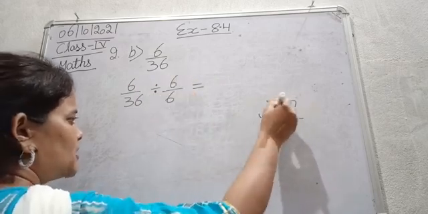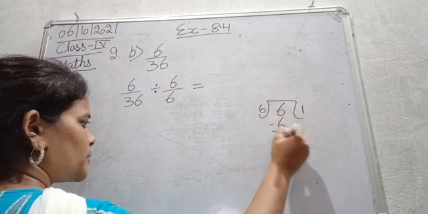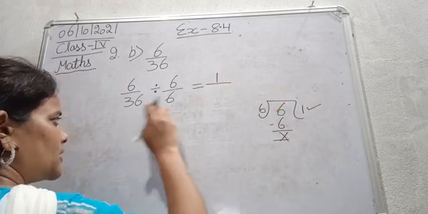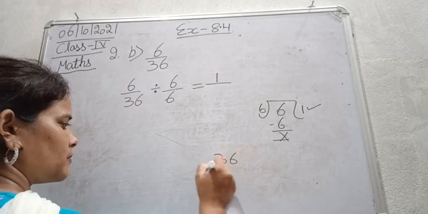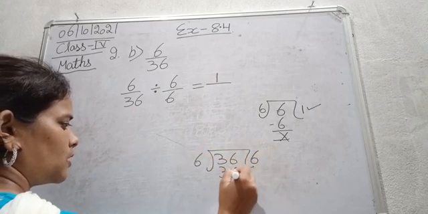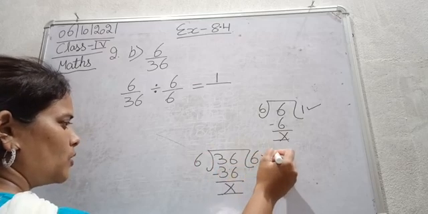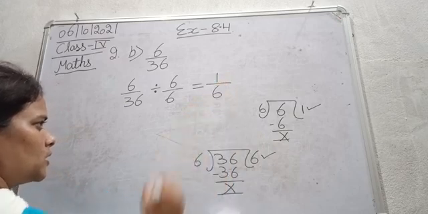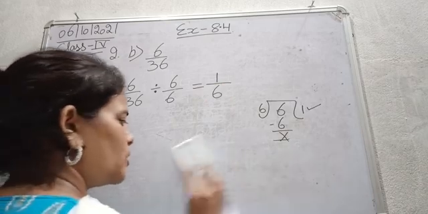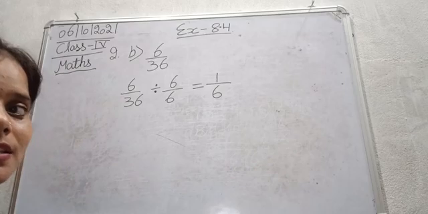Let's do it in the rough. 6 divided by 6. 6 ones are 6. 6 minus 6, nothing is left and we got 1. 36 divided by 6. 6 6s are 36. 36 minus 36. So we got 6 here. Okay. So after division we got the fraction 1 upon 6.